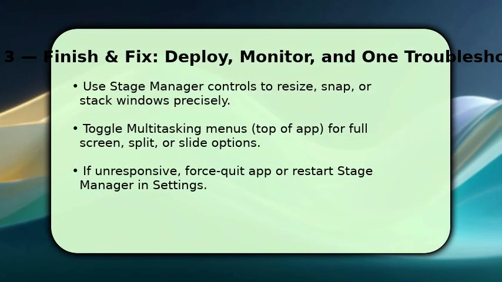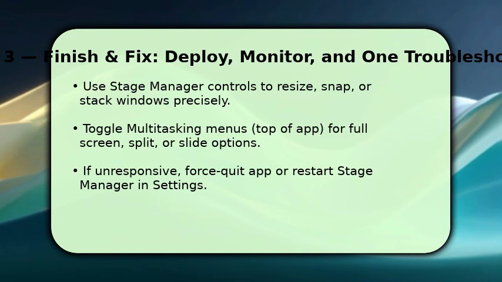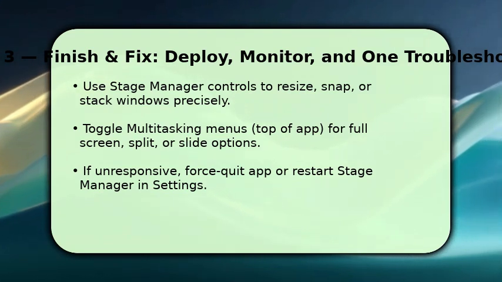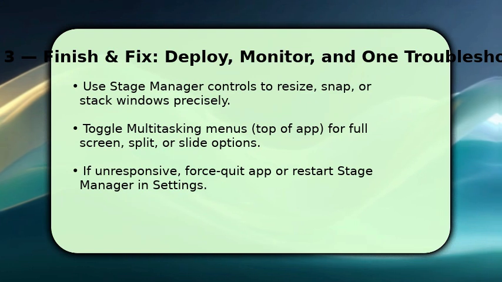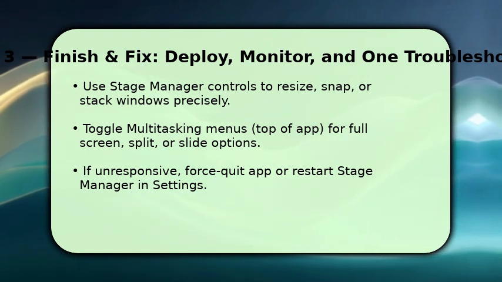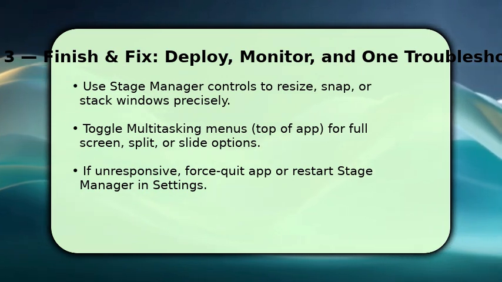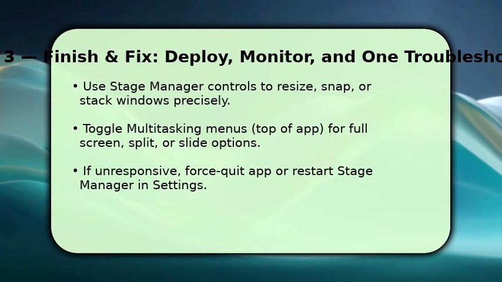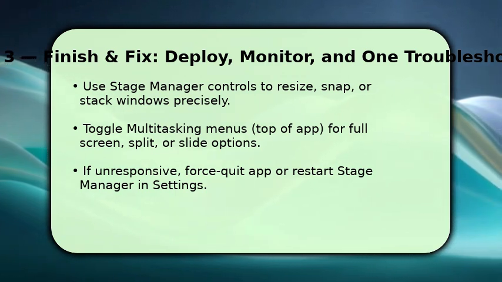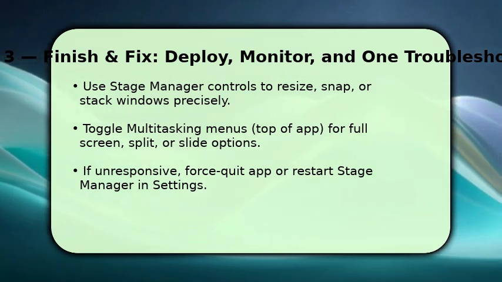To finish, fine-tune positions and behaviors so your setup feels natural. Tap the multitasking icon at the top of any app to choose full screen, split view, or slide over. Then drag corners or the Stage Manager thumbnail to resize or stack windows. Once done, lock your layout by avoiding accidental swipes and use keyboard shortcuts if available.